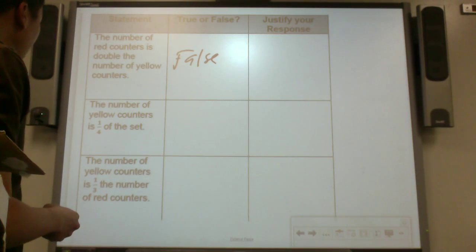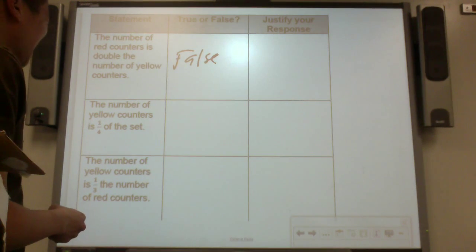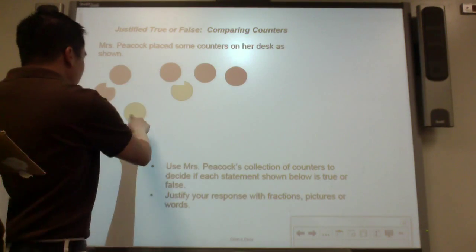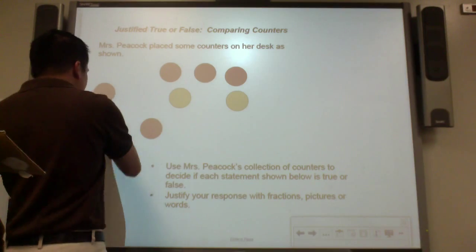The number of yellow counters is 1/4 of the set. The number of yellow counters to the set.